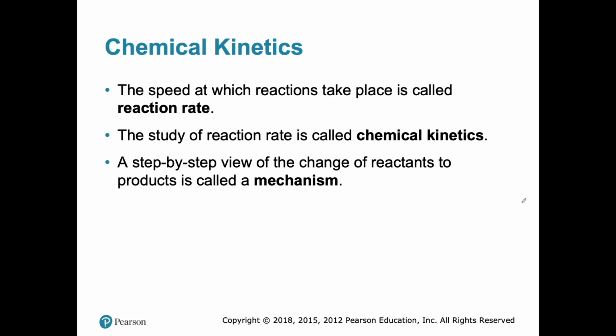And a step-by-step view of the change of the reactants to the products is called a mechanism, right? So when you're looking at two reactants and they come together to make some kind of product, or they break apart to make a different product, the actual process of them changing into a product is called the mechanism. And when you get to organic chemistry, you're going to do a lot of mechanisms, right? But we're going to focus mostly on the reaction rate and the chemical kinetics in this lecture, okay?